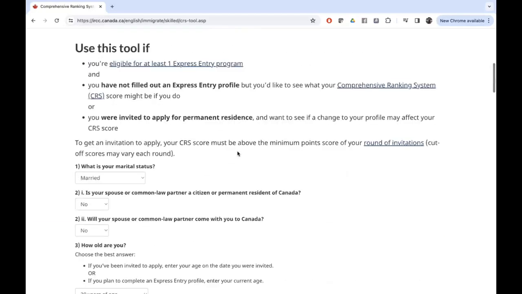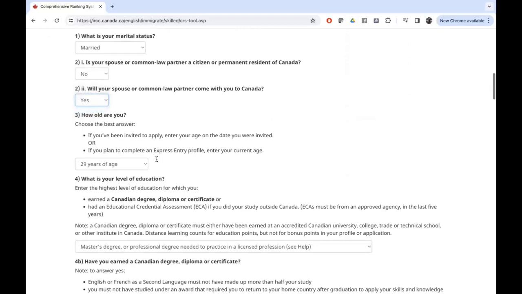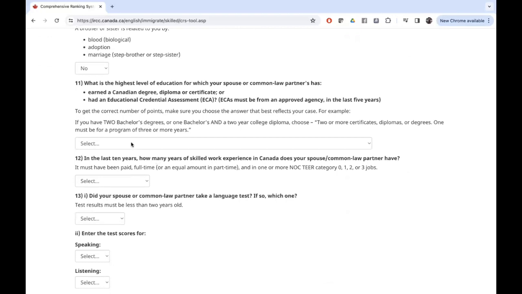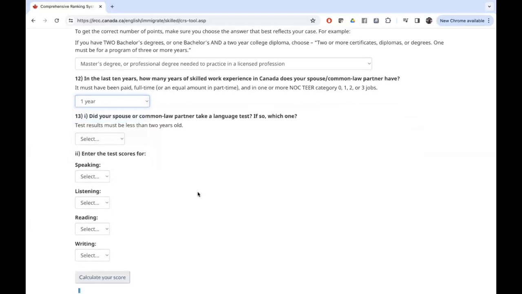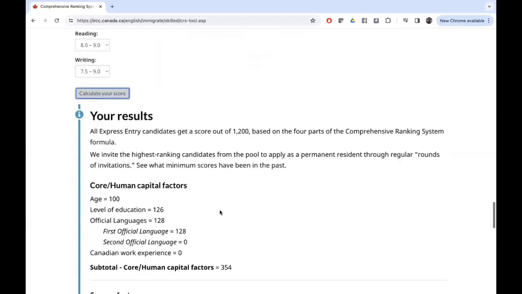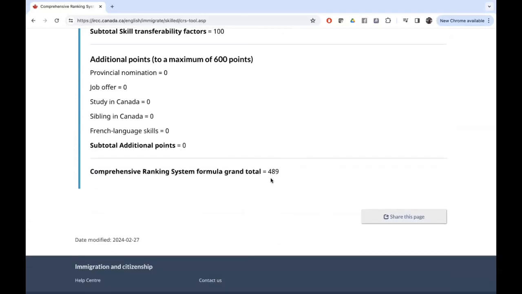Let's say you select your spouse will join you. And then your spouse also has some Canadian experience. Let's say your spouse has a master's degree. In the last 10 years, work experience, let's say 1 year. Did your spouse or common law partner take a language test? Yes. Let's say IELTS. Again, the highest. We're going for the highest thing. And now I calculate. So now the spouse factor has gone up to 35. And now my score is 489.